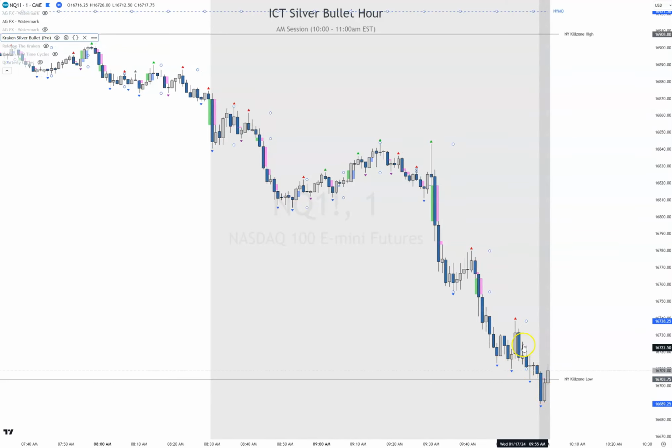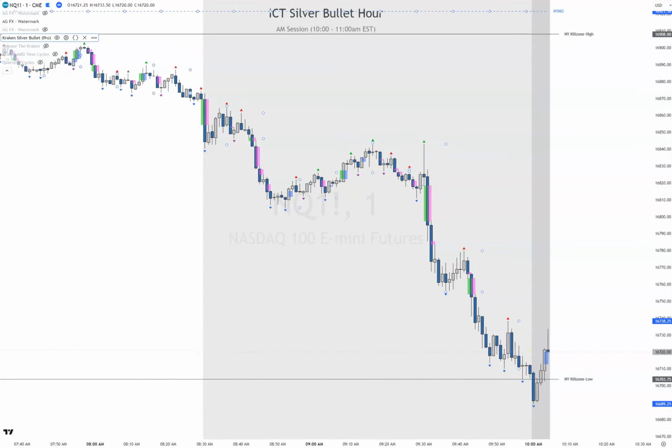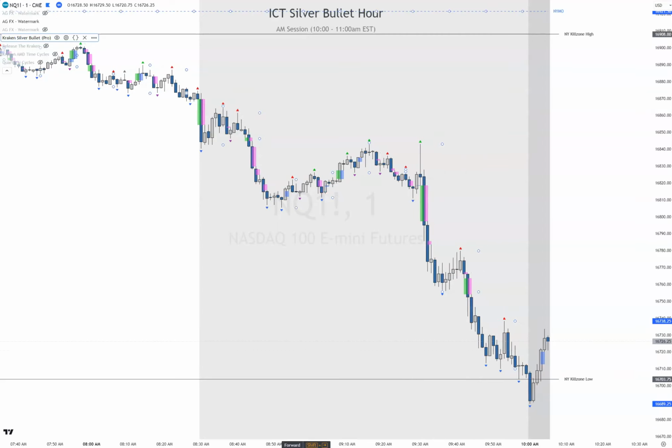So for me, a market structure shift, I'd need this candle, this major swing high broken. Okay. So other than that, I'm not interested. I'm not taking these. I want higher. Okay, there's a fair value gap. So I can mark out that fair value gap here.